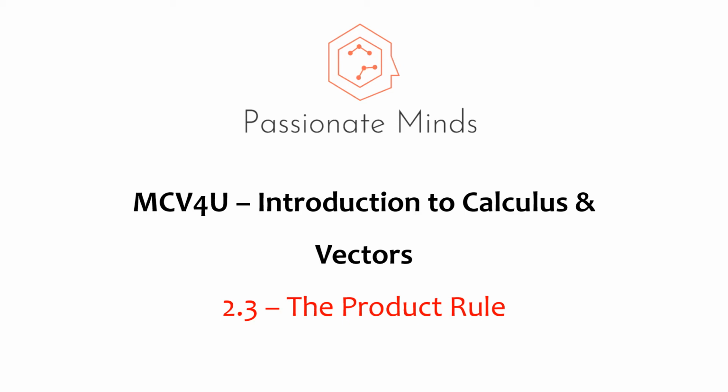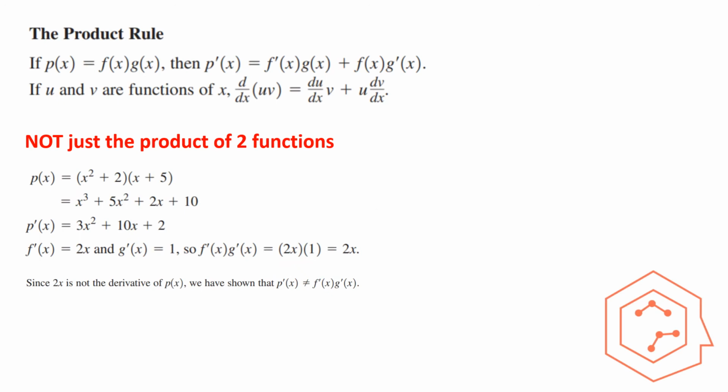Today we will go over section 2.3, which is the product rule. Product rule is one of the many derivative rules that we talked about. This one specifically differentiates the product of two functions. So let's say your p(x) equals f(x) times g(x). That's the function given to you.